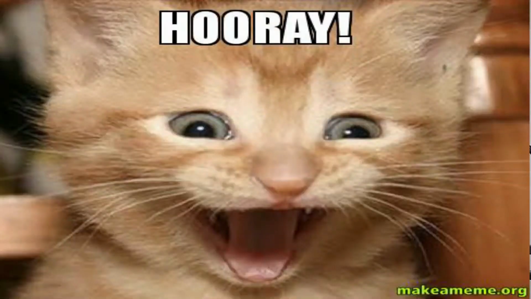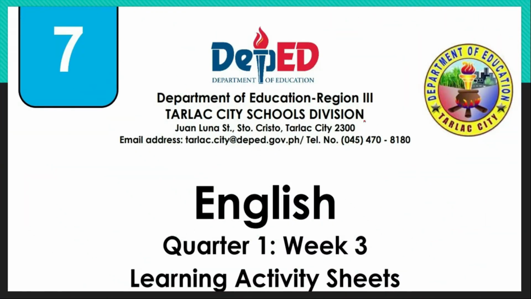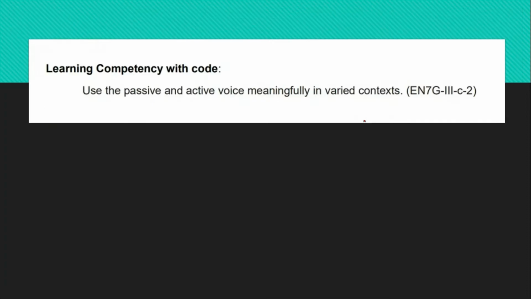For today, I will discuss the third lesson for the first quarter. Are you ready to have our lesson now? I can't hear you. Are you ready to have our lesson now? Well then, let's begin. Alright, let us start our lesson for this week. English 7, Quarter 1, Week 3. For this week, our learning competency is to use the passive and active voice meaningfully in varied contexts. The important terms we have to understand are passive and active voice.